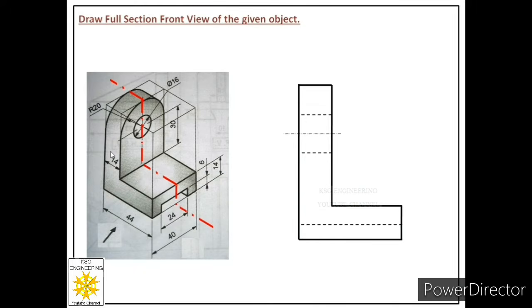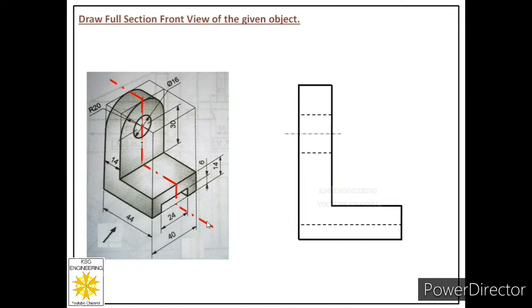Now first of all we will see, are there some openings in the object? Yes, there are openings in the object. One is hole and second is a rectangular opening at the bottom. Then we will see, are those openings cut by the cutting plane? Yes, both the openings are cut by the cutting plane.